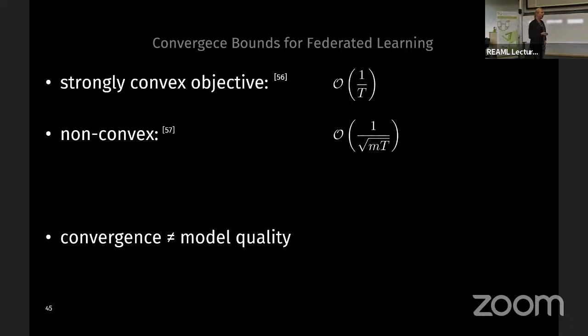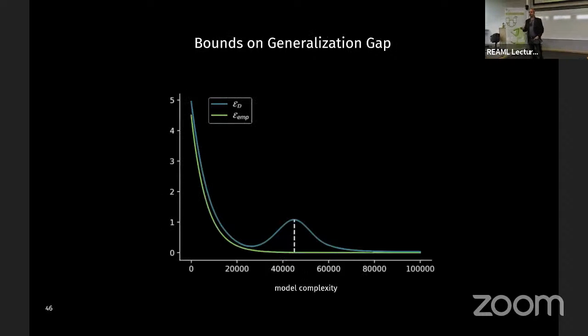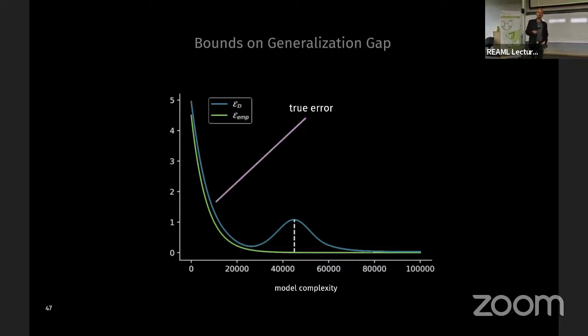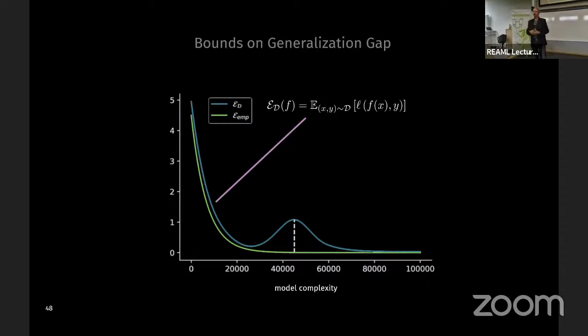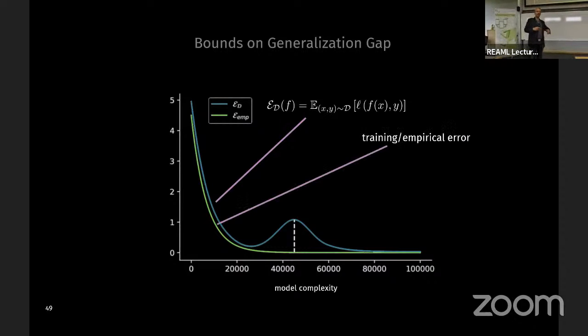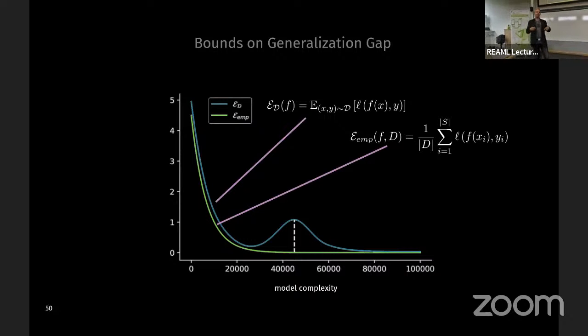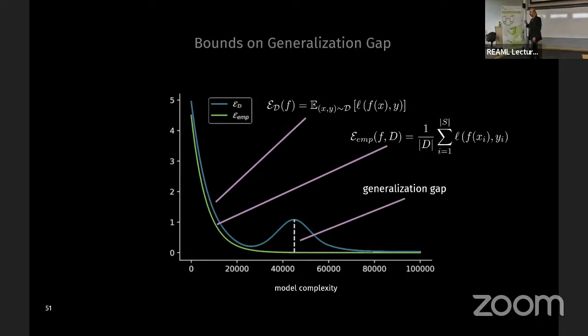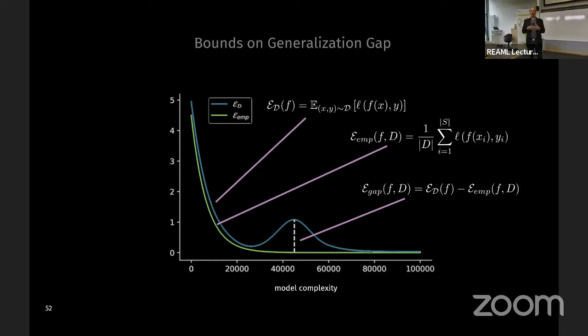And the typical way learning theory gives you guarantees is they tell you something about the generalization gap. So you have a true error. This is usually the expected error you make on an unseen data point. And you have the training or empirical error. That is the error you make on your training set. And the generalization gap is the difference between the two. And usually you want that to be small.